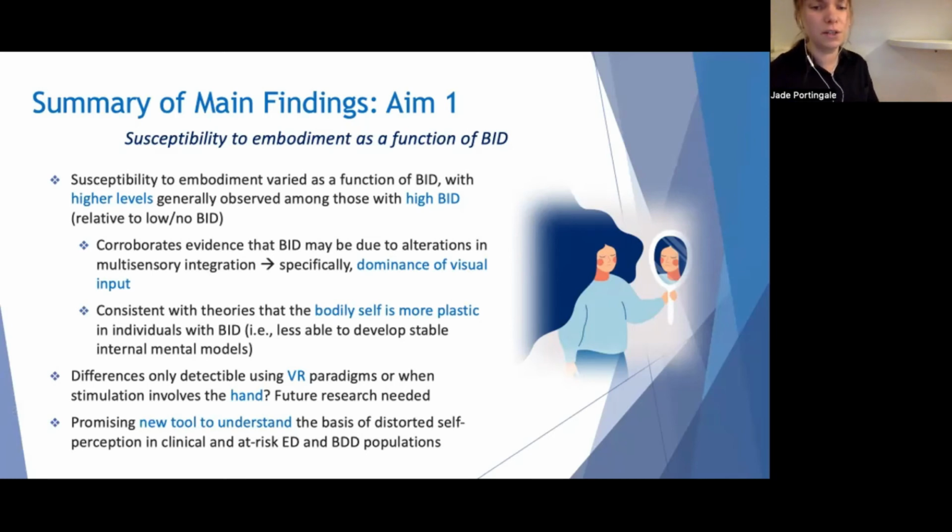Now, although future research is needed, one potential interpretation is that virtual reality may produce a more realistic embodiment experience than in-person paradigms, and that the hand has amongst the largest densities of sensory receptors in the whole body. Both of these factors might strengthen the effect of the illusion. Overall, the current findings suggest that these illusions may be a promising new tool to understand the basis and nature of various self-perception issues reported in clinical and at-risk eating disorder and body dysmorphic disorder populations.